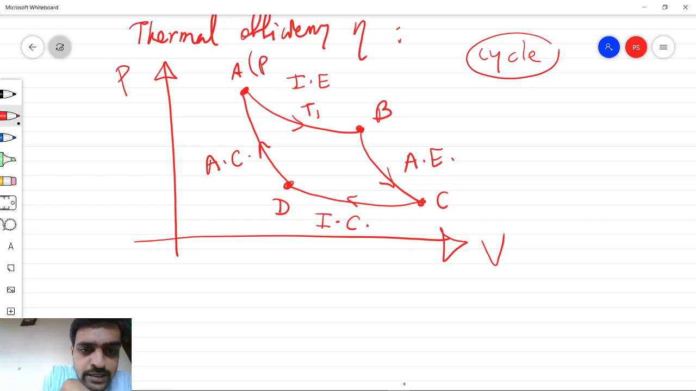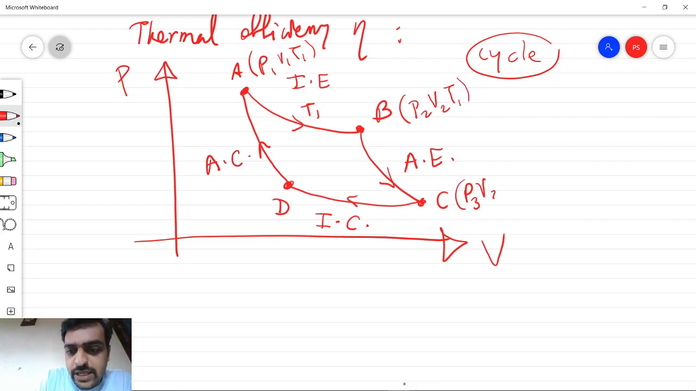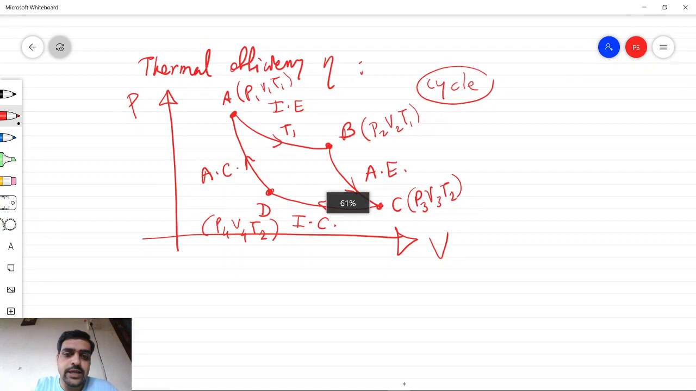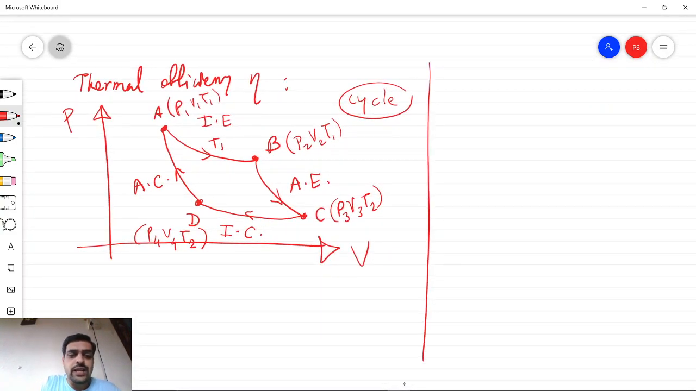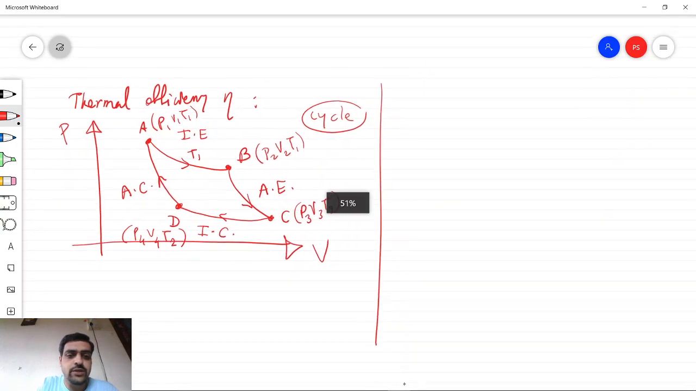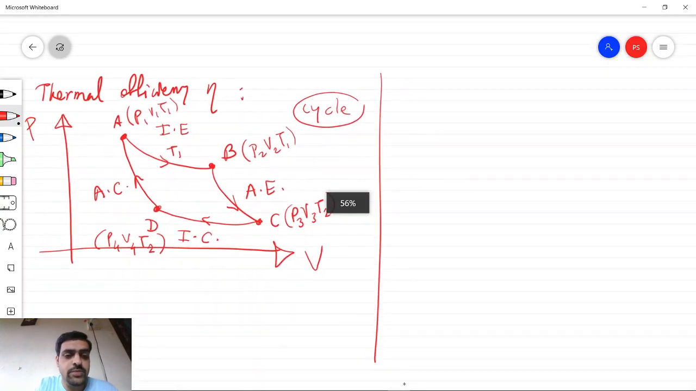At A, the variables are P1, V1, T1. At B, they become P2, V2, T1. At C, we have P3, V3, T2. At D, we have P4, V4, T2. That's it. These parameters we have already studied in the previous video. Now we are going to calculate the work done during each of these processes.